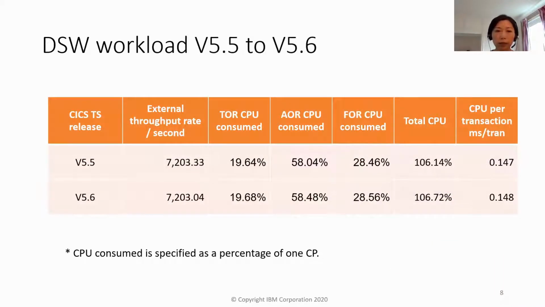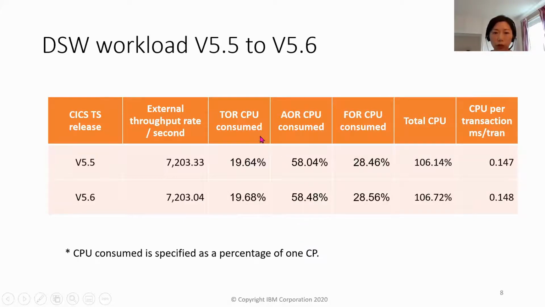So looking at the figures we have measured, on the top row is a 5.5 release we measured as a comparison, and the lower row is a 5.6 release. For the workload we drive, we can see the throughput is 7,203 transactions per second. That's very similar across these two releases.